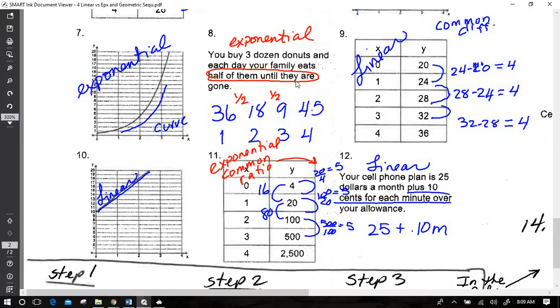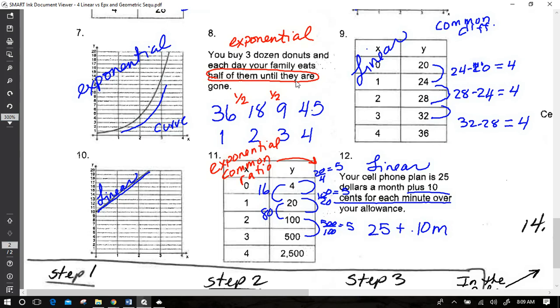So hopefully you were able to, looking at the graphs, find the curve really quickly and easily in number 7 and see that number 10 is a perfectly straight line. Let's look at 9 and 11. I told you that I always start out by trying to find a common difference. In number 9, I was able to do that. So my common difference was 4.